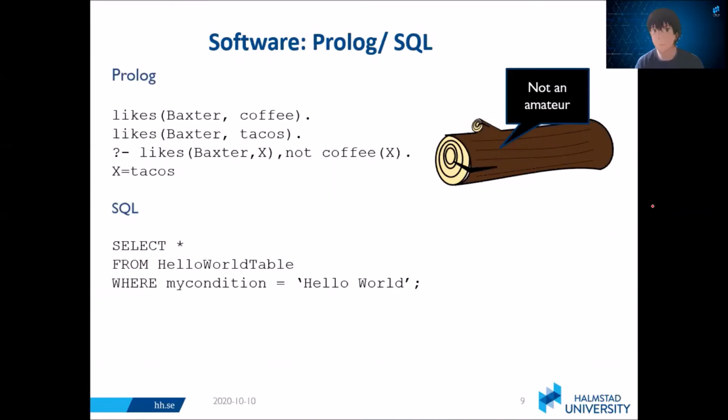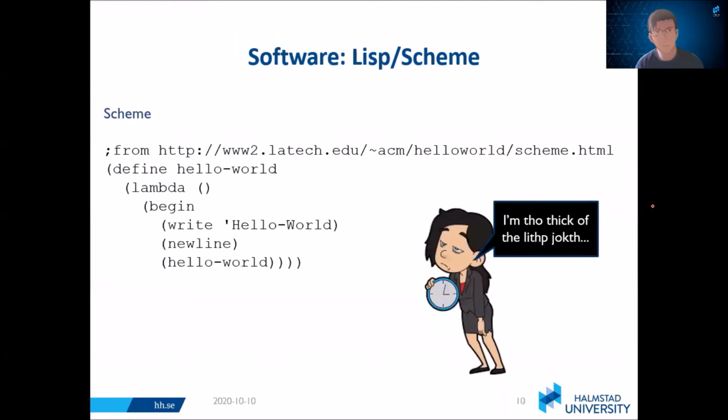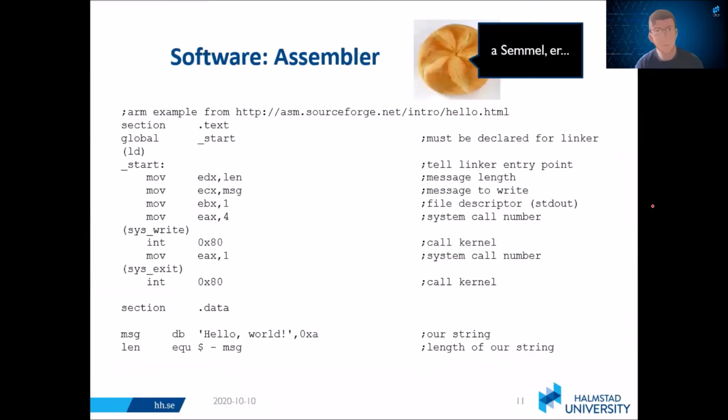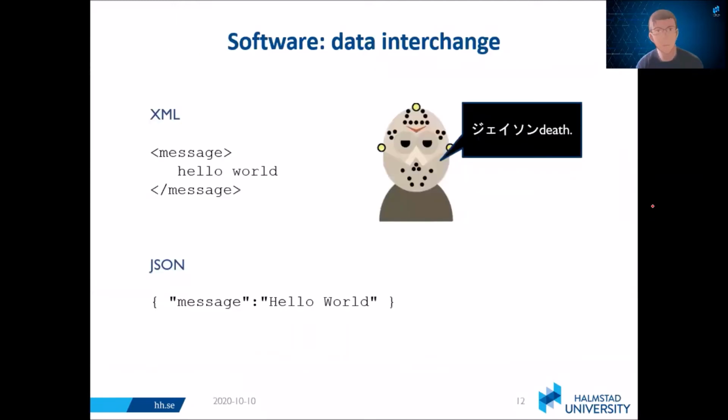And an example of SQL, an example of Lisp Scheme. So you can see that you use really lots of parentheses. Assembler, you can see it's quite a giant amount of code just to do hello world. Basically, you're manipulating registers and calling interrupts. Data interchange languages, XML is really well known, I think. JSON has become popular in recent years because it's a little bit less verbose and you can parse it faster.